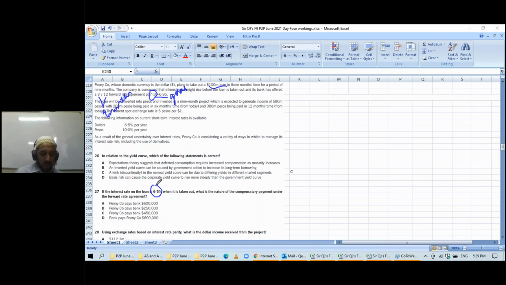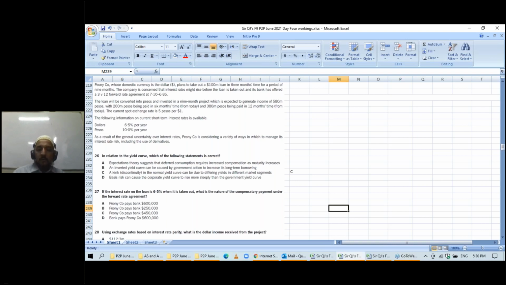Now what will happen in this case? PNE will have to make a payment. How much will PNE have to pay? The difference between 7.1 and 6.5. In case the interest rate would have been higher than 7.1, the bank would have paid to PNE. In this case, PNE will have to make payment, and the payment amount will be this much.